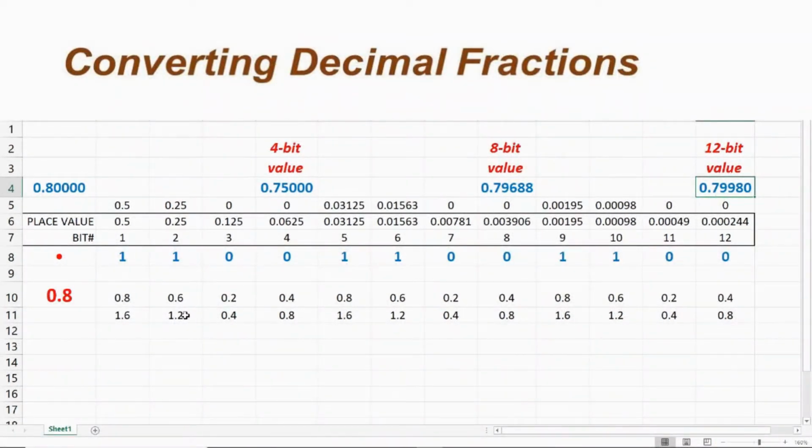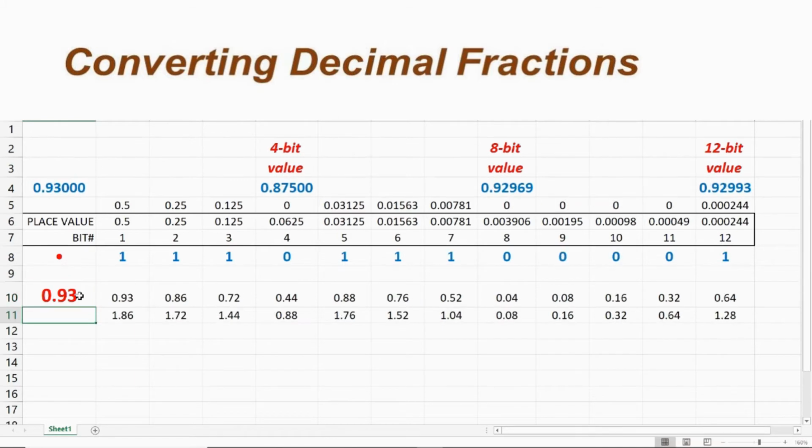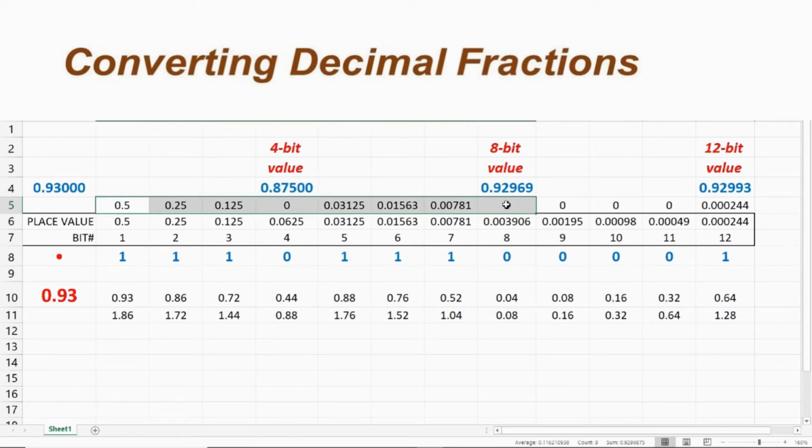So what do we see? We see that the more bits we take, the more accuracy we get. Let's take another value, 0.93. So 0.93 gives us the bit pattern 0.1110111000001. If I take the sum of the first 4 bits, it gives a value of 0.875, which is not very accurate. If I take the sum of the first 8 bits, I get 0.92969, which comes a bit closer to the value of 0.93. If I take the sum of the first 12 bits, I get 0.92993, which comes close.